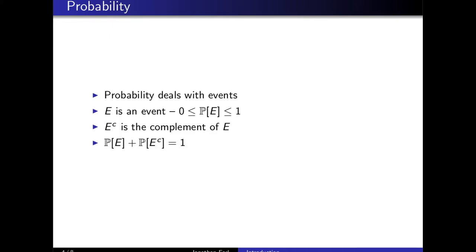And any event has a probability, and for probability I'm going to use this special P to denote the probability of an event. For any event you pick, the probability is always between 0 and 1.